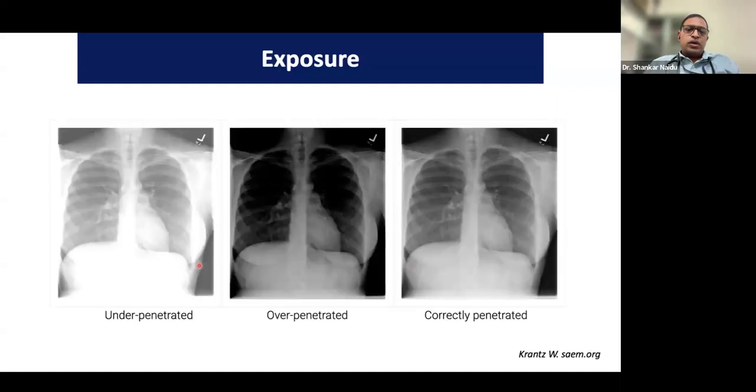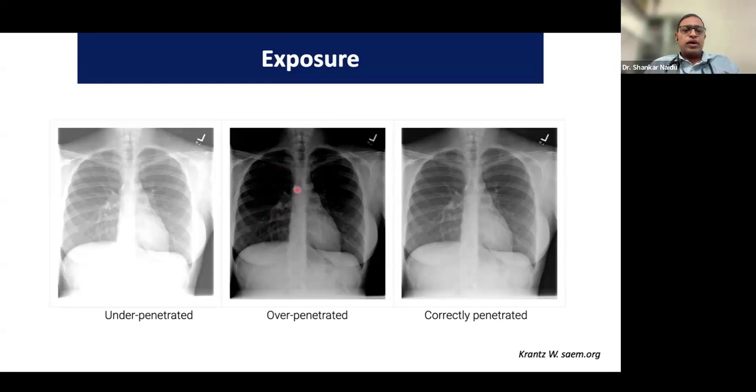So regarding the exposure, these are various examples. Like this is an underexposed film, this is an overexposed film. And this is ideally what we want. As you can make out here, in over penetrated films you will not be able to make out much of the structures because the energy of the X-ray beam that has been given is so high that you are unable to differentiate the different structures which are there in the thoracic cavity.